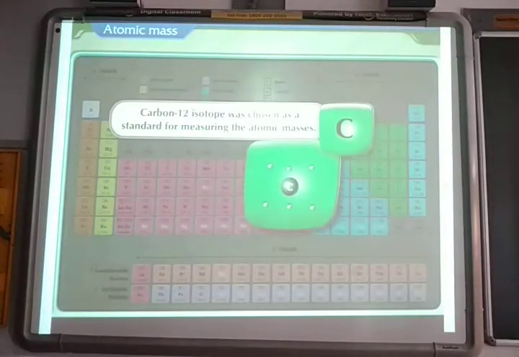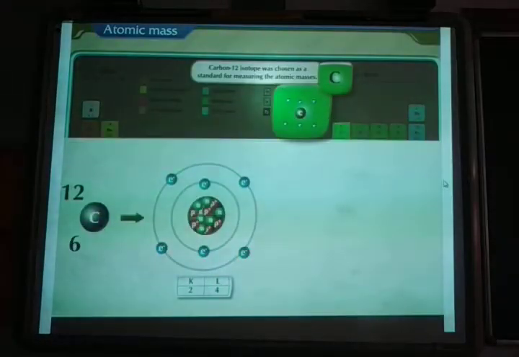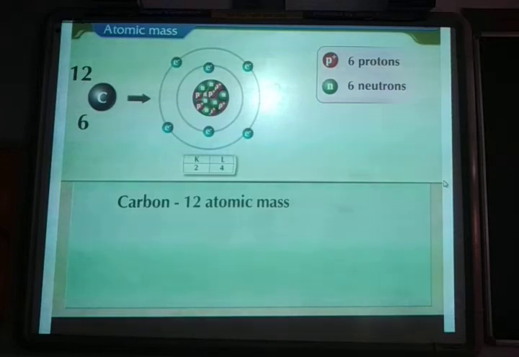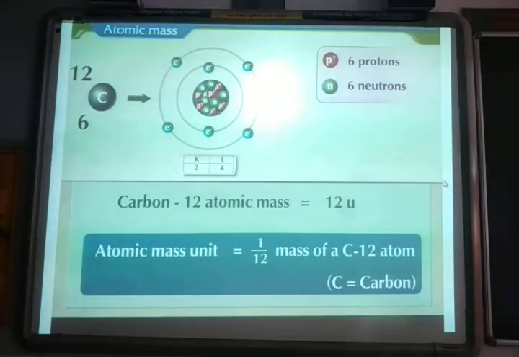Later, the carbon-12 isotope was chosen as a standard for measuring the atomic masses. A carbon-12 atom is that atom of carbon which has 6 protons and 6 neutrons in its nucleus. A carbon-12 atom has been assigned an atomic mass of 12 units.